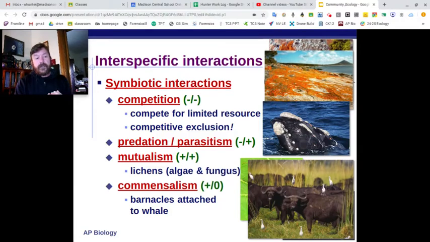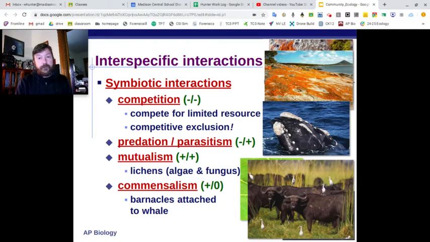Then the next one is parasitism or predation. In predation, an organism kills and consumes another organism. As a result, it's positive for the predator who is getting food, but it's definitely not positive for the prey who is being eaten. With parasitism, you're looking at things like ticks, fleas, and mosquitoes. They draw energy from a host, so it's positive for the parasite, but negative for the host.